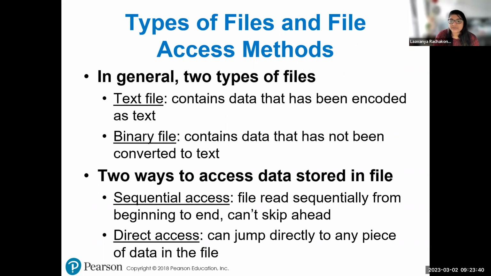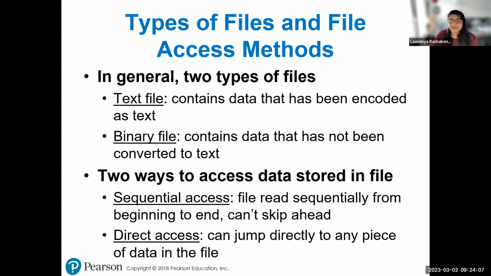So basically a text file is a file that has contents which have been encoded in the format of text. A binary file contains the raw file which has not been converted into text. So a binary file, as the name suggests, is binary, so it will be all zeros and ones. This is basically for the computer to understand what type of data it is dealing with.